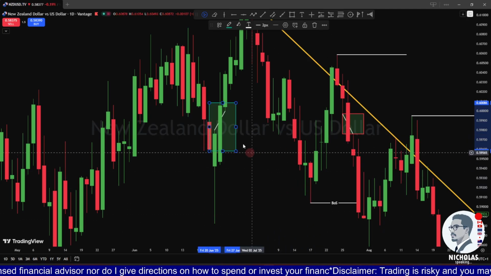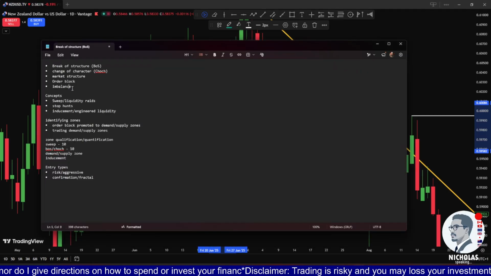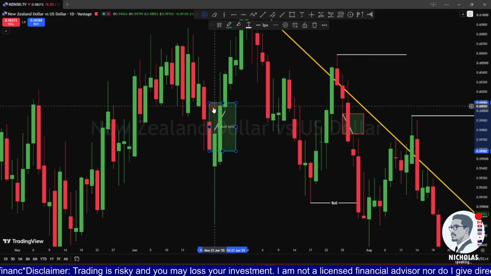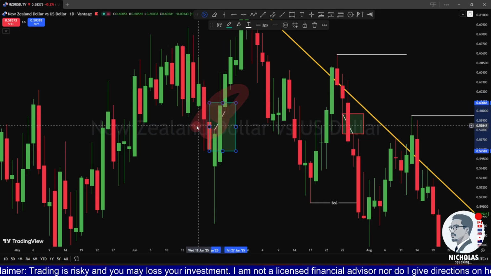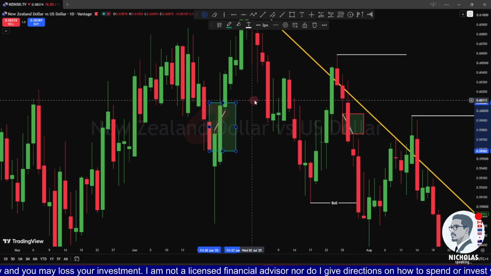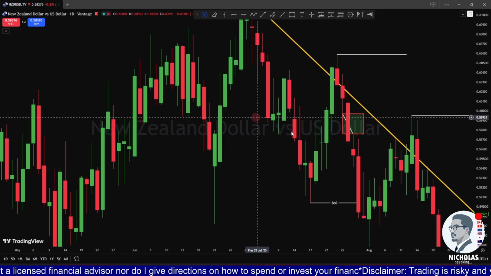Now let's look at what we call supply and demand zones. Before we move into sweep and liquidity, let's move into supply and demand zones. What makes a zone a supply zone or a demand zone? An order block does not make a place a zone. An imbalance does not make a place a zone. What makes a zone is that we have an order block and an imbalance that leads to a break of structure. That is what we call a valid zone.